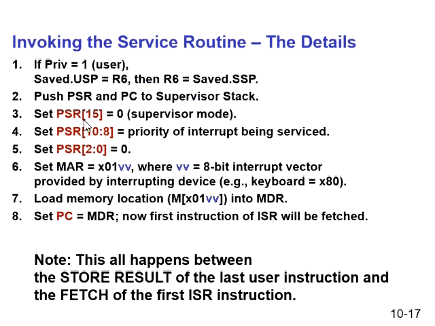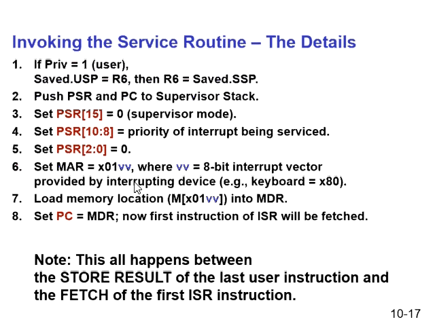We need to set PSR[15] to 0. That means we want to work with the interrupt subroutine, that means we are in supervisor mode. And then you need to set PSR bits 10 to 8 to the priority of the interrupt. And we need to set the condition codes N, Z, P with 0.